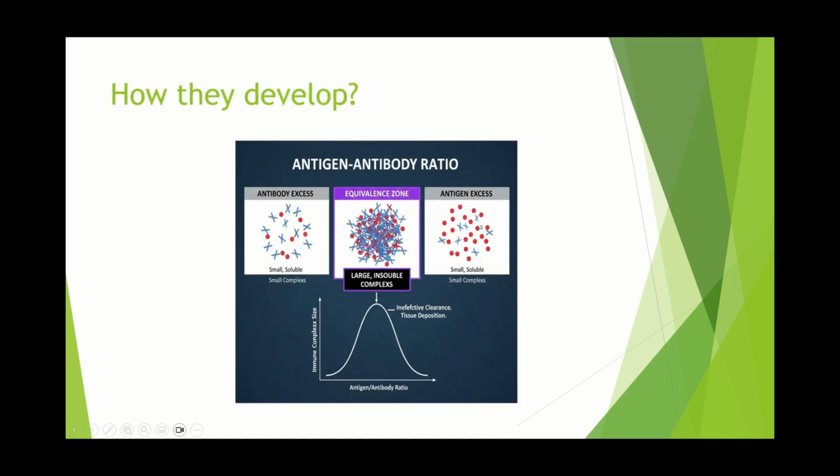Not all immune complexes are the same size. Their physical properties depend heavily on the ratio of antigen to antibody. If there is too much antibody or too much antigen, the complexes tend to remain small and soluble. However, in the equivalence zone, where amounts are roughly equal, they form large lattice-like structures. These large complexes are often insoluble and are the most likely to cause problems.